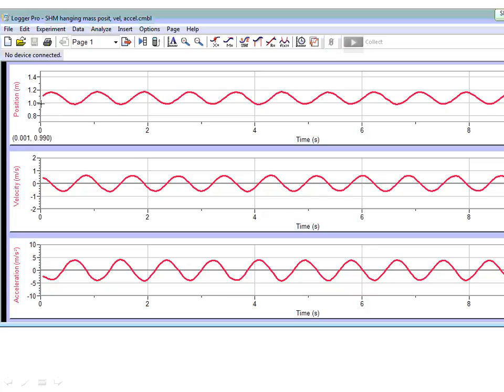What do we notice about the position time graph and the velocity time graph and the acceleration time graph? Specifically, you say, well, they're all the same shape. Well, yeah, because they're sinusoidal. But are they identical? So, how do they vary?